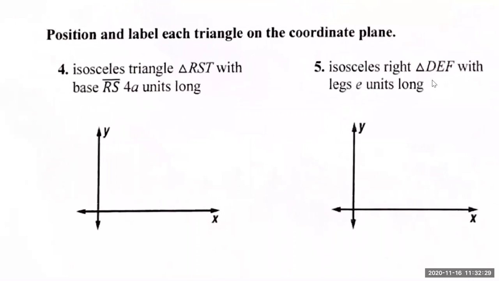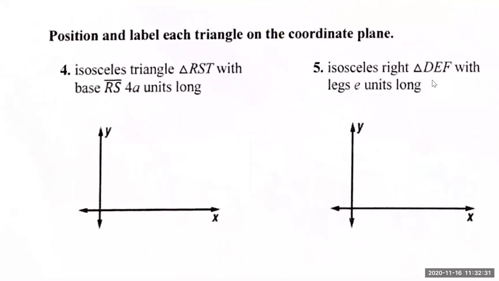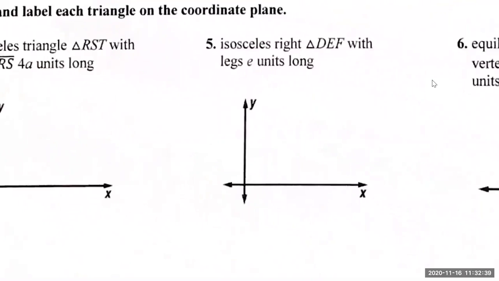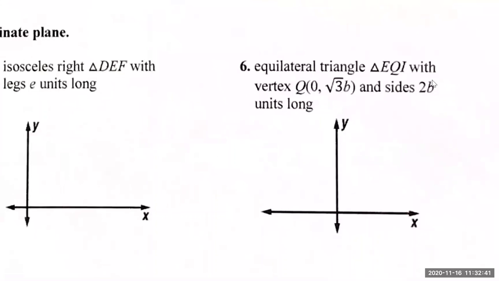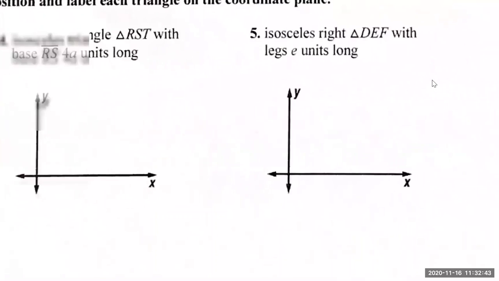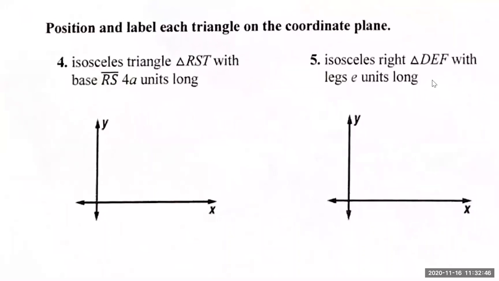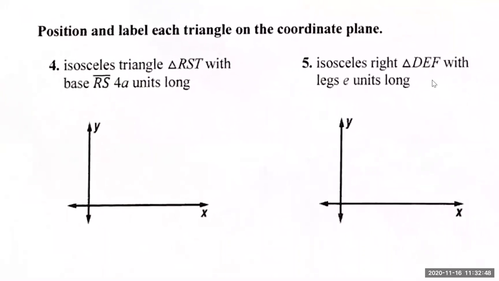Okay, here are a few where we now have to draw it ourselves and assign the variables ourselves. So it says position and label each triangle on the coordinate plane. Notice that 4 and 5 only show the first quadrant, whereas 6 shows both quadrants. So we're going to always try to be in the first quadrant. In this case, they describe an isosceles triangle, triangle RST, with a base of 4a units long.